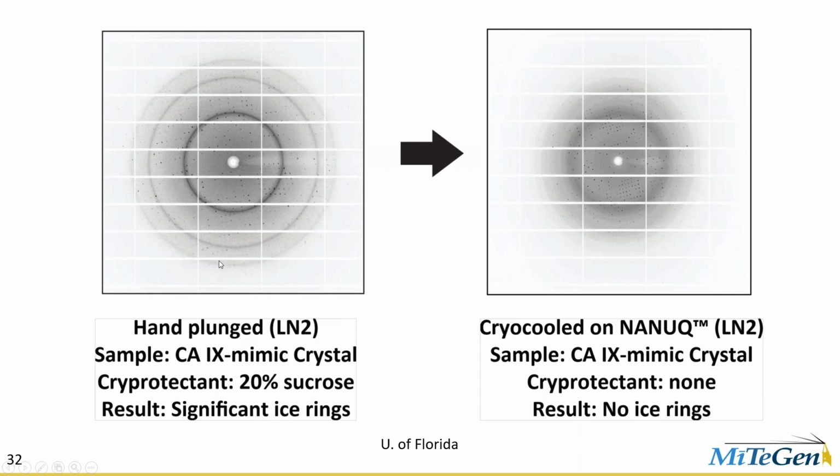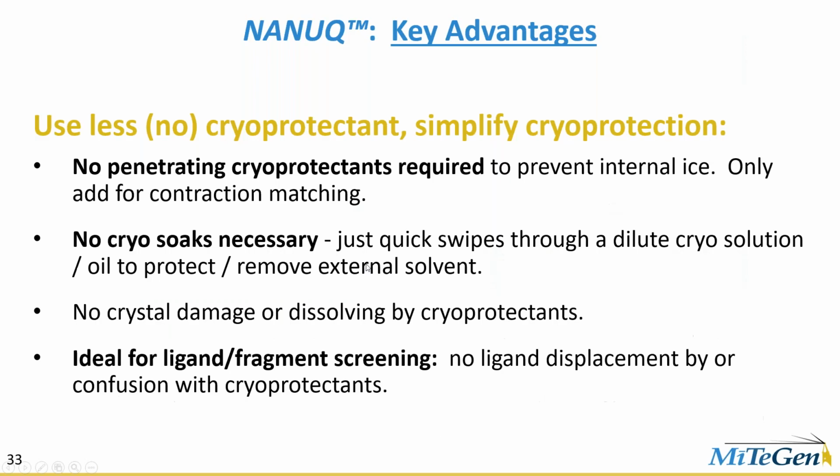Here's an example from a user at U of Florida. They had crystals that they were soaking in 20% sucrose and then hand plunging, and they kept getting ice. And then they just got rid of the sucrose and plunged directly using Nanuq and got rid of the ice and got the diffraction they needed for their experiment. So you can use less or no cryoprotectant. As I said, you don't need penetrating cryoprotectants, which is great if you're doing ligand binding studies.